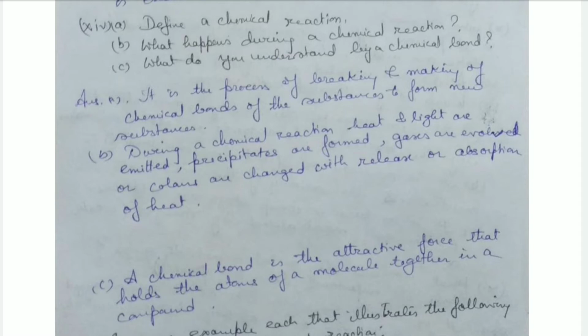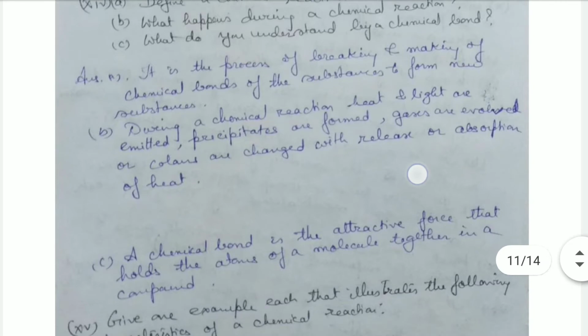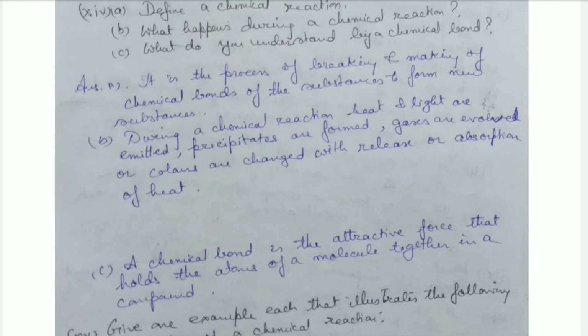Then during a chemical reaction, what happens during a chemical reaction? During a chemical reaction, heat and light are emitted, precipitates are formed, gases are evolved, colors are changed, and even energy in the form of heat and light that can be released or absorbed. So these 4 things are happening. Heat and light, that is energy that is emitted or absorbed, precipitates are formed, gases are evolved, colors are changed. 4 things happen.